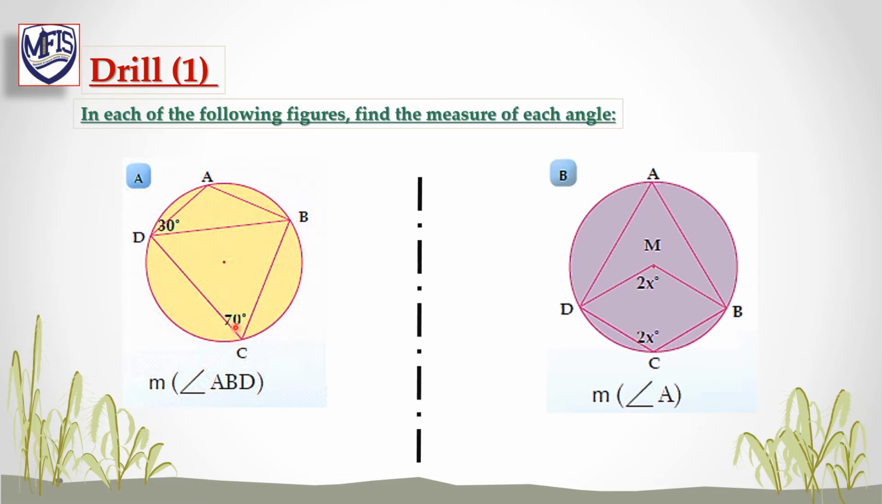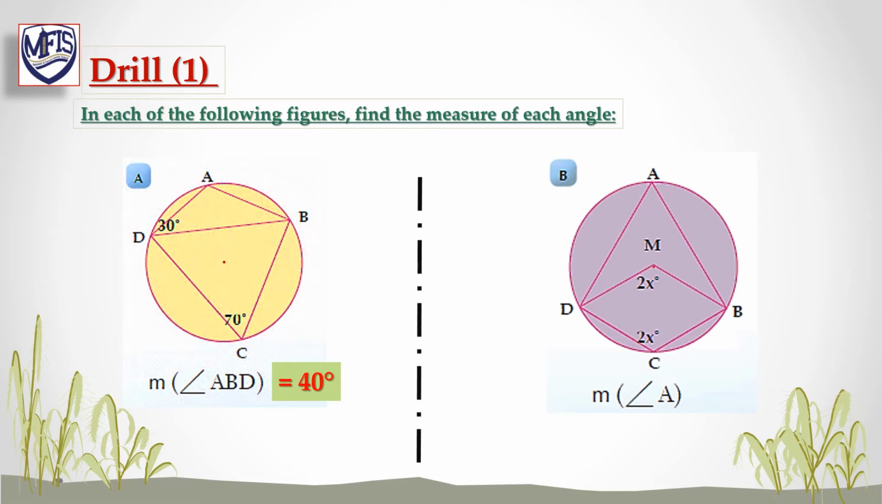Look at angle C, measure angle C equals 70. What about measure angle A? What is the relation between angle A and angle C? Yes, two opposite angles in a cyclic quad. Therefore, A and C are supplementary. That means measure angle A equals 110. Now, in triangle ABD, measure angle A is 110 and measure angle D is 30 degrees. Therefore, measure angle B equals, yes, 40 degrees.